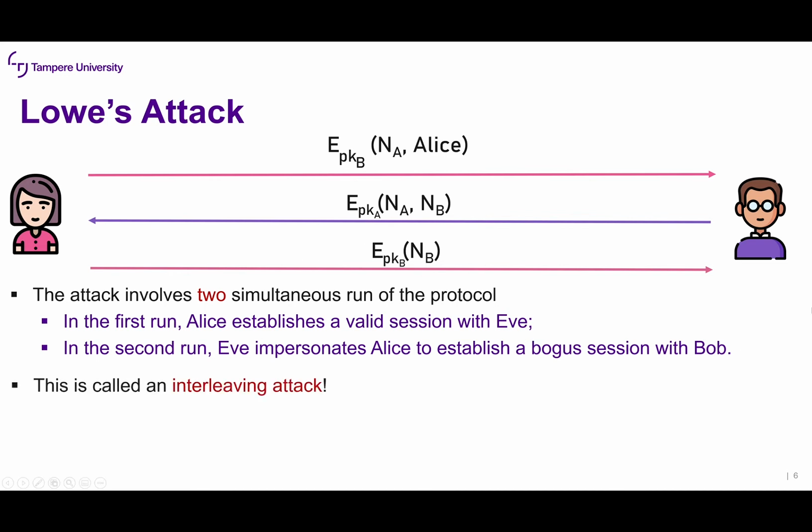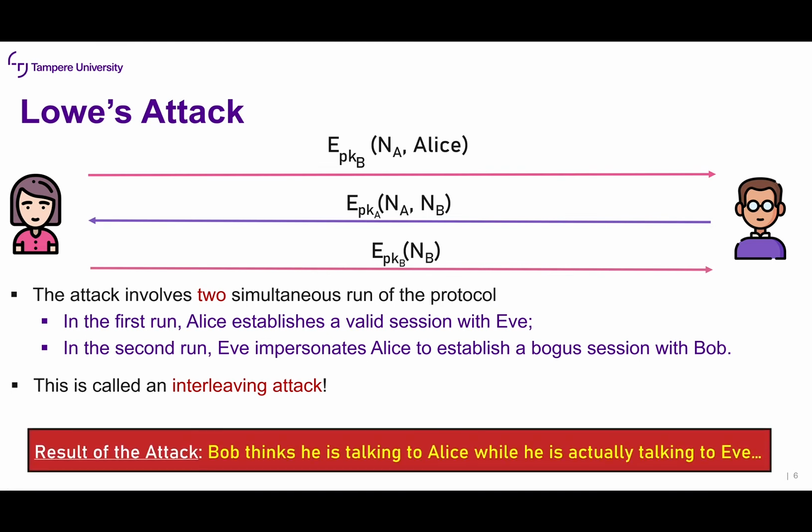Right. Now, this is called an interleaving attack. And the result of the attack is that Bob thinks he's talking to Alice while he's actually talking to Eve. Now, what does this mean? If you think about this, that Bob thinks he's talking to Alice, it means that somehow Eve managed to convince Bob that she's Alice, right? And how can we manage, from these messages, to convince Bob that Eve is Alice?